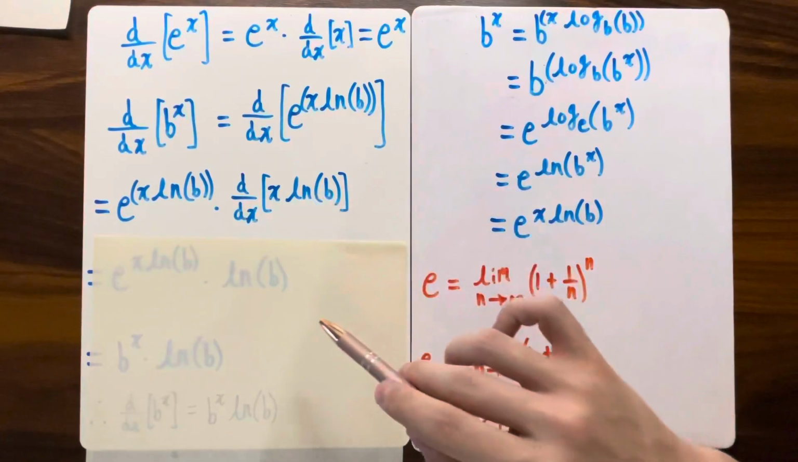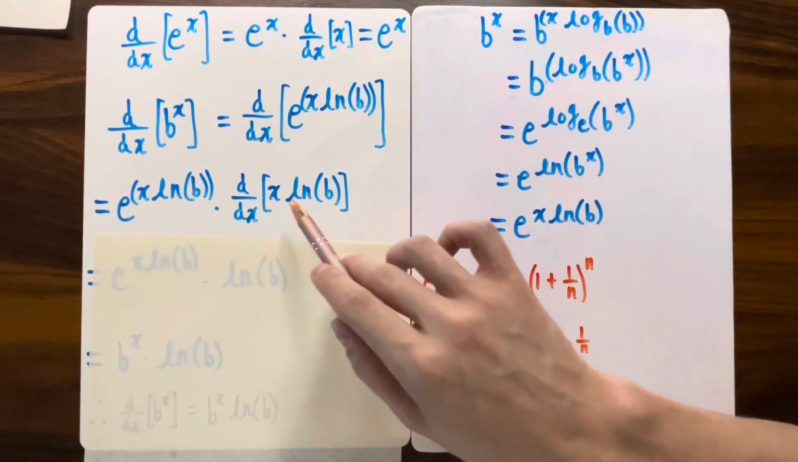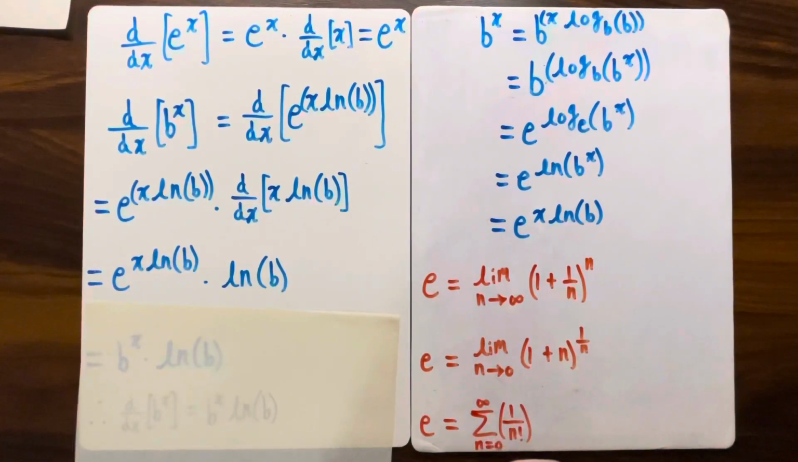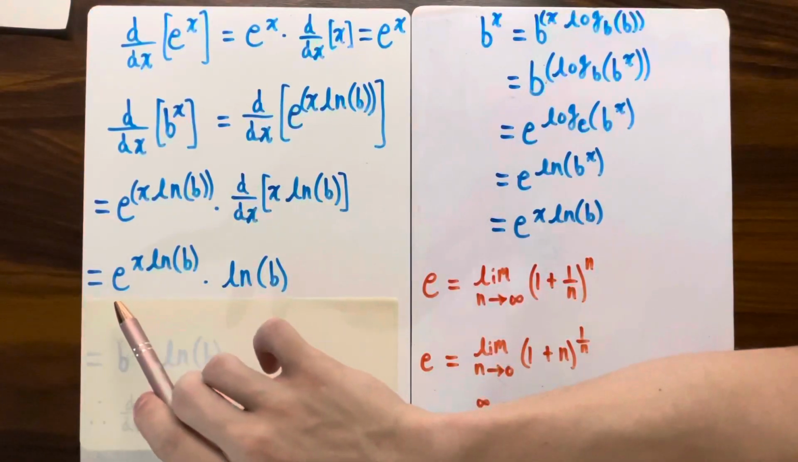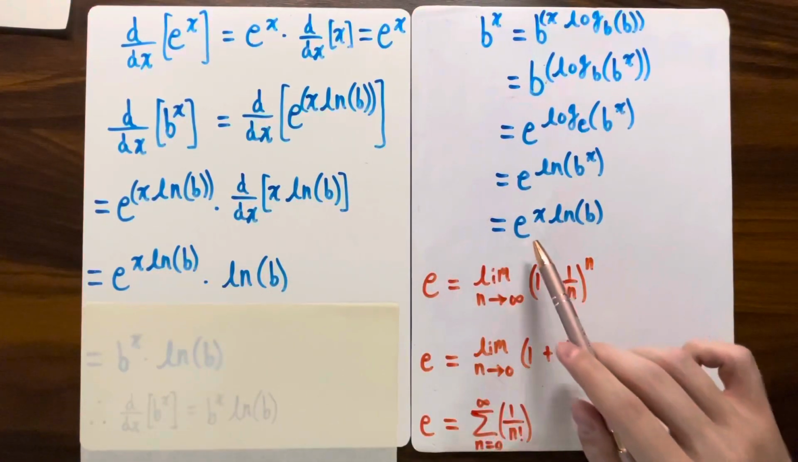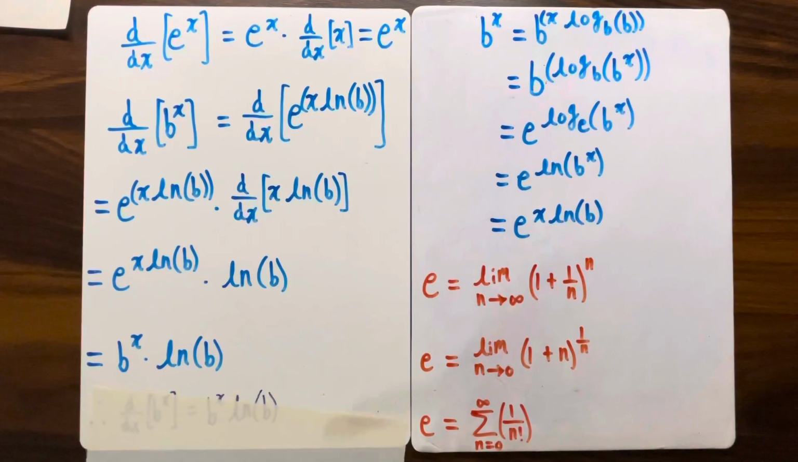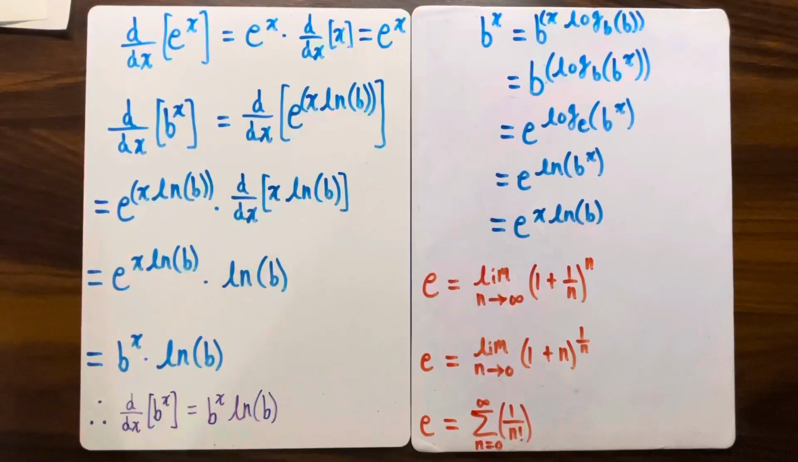Well, ln of b is just a constant. So the derivative of x ln of b is just that constant, ln of b. So we get this. But remember, e to the x ln of b, that's just b to the x. So this is the same thing as b to the x times ln of b. Therefore, we can say that the derivative of b to the x is equal to b to the x times ln of b.